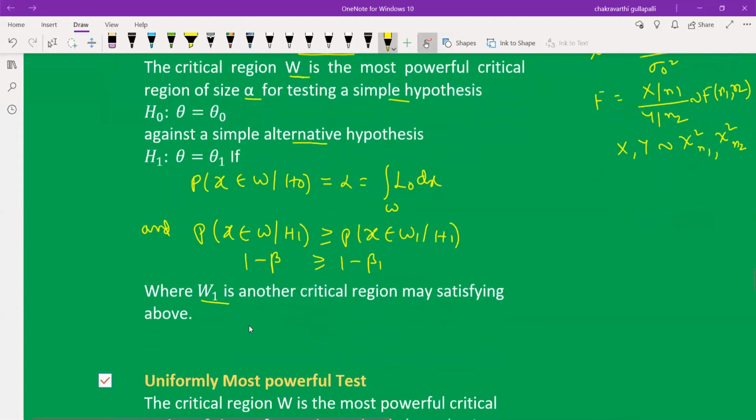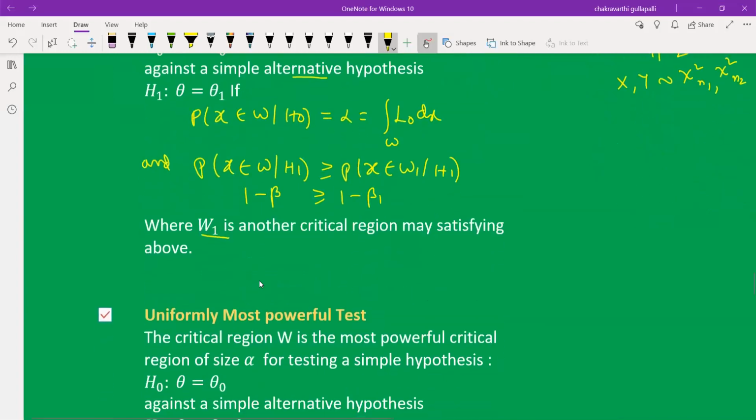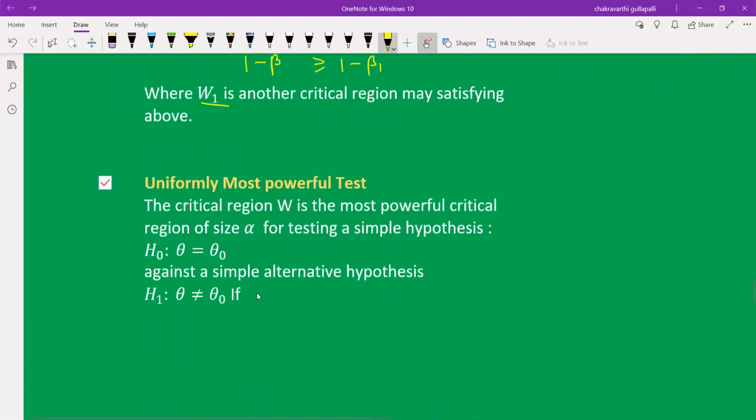This is very important. Always you have to take this most powerful test in our UG syllabus. So many problems are related to the most powerful test, simple to simple hypothesis. Neyman-Pearson lemma also provides the most powerful test. Next one, in some cases, the uniformly most powerful test. There is no difference here. Here is the most powerful test, simple to simple. Here is simple to composite.